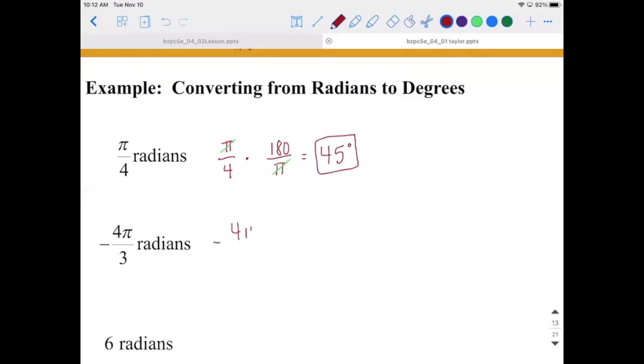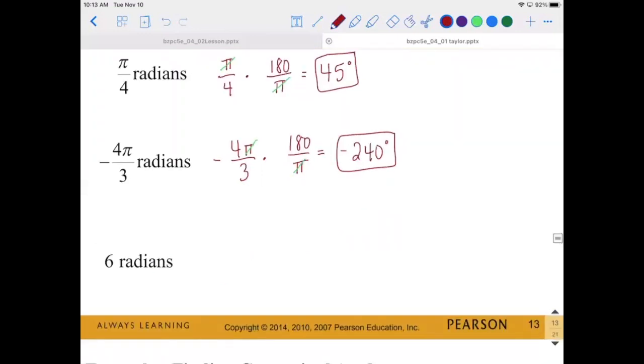So here we have negative 4 pi over 3. Again, we're going to do times 180 over pi. My pi's cancel out. Negative 240. And the last one, we've got 6 radians. So 6 over 1 times 180 over pi.